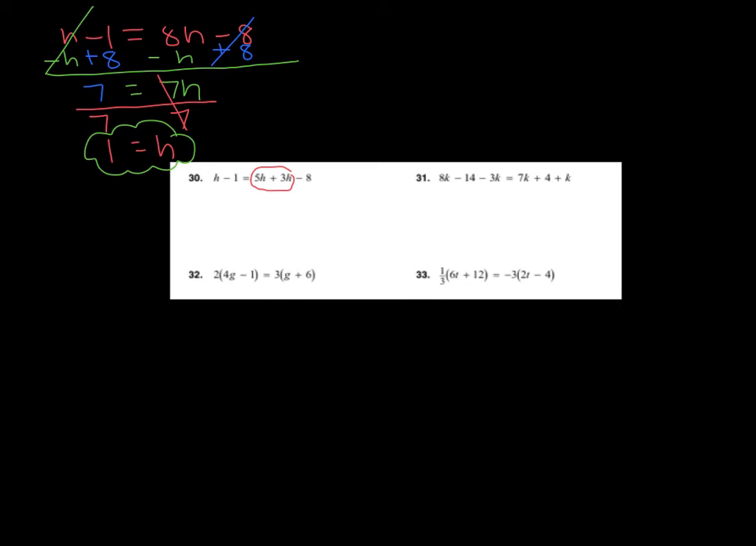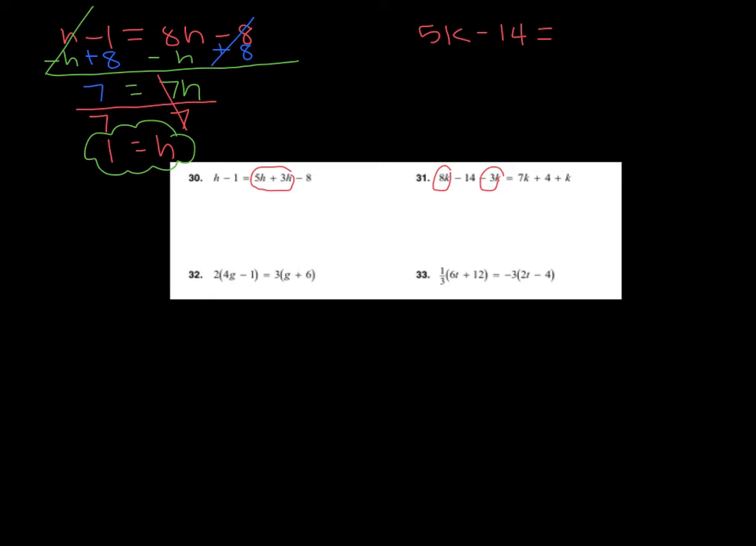Okay? Alright, I am going to help you with 31 as far as getting it cleaned up on both sides of the equal sign, and then I'm going to have you finish out solving. So when I look at 31, I notice that this 8k and this minus 3k are on the same side of the equal sign. So I know I need to combine those. So if I have 8k's minus 3k's, I'm left with 5k's. And I still have a minus 14.